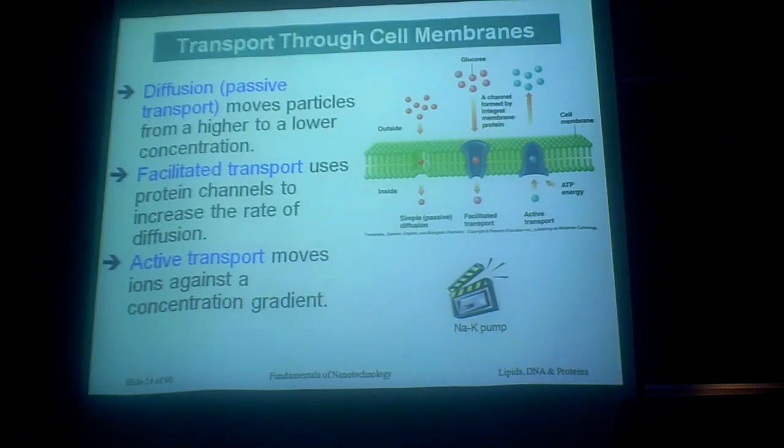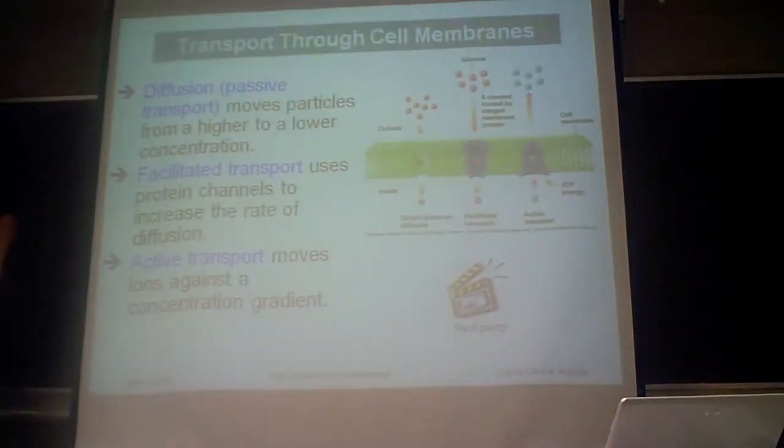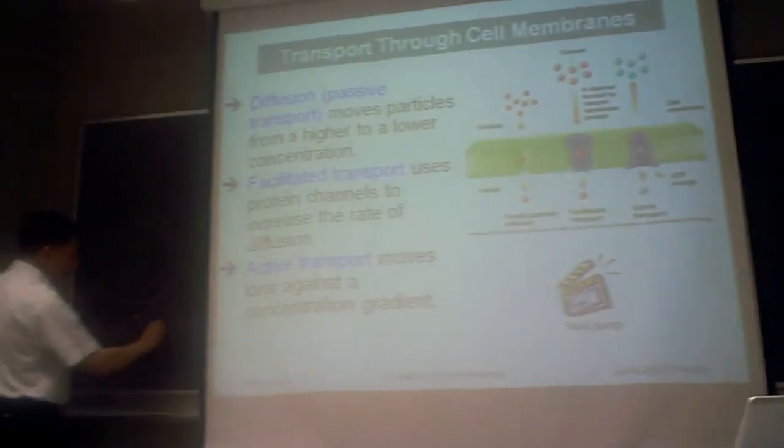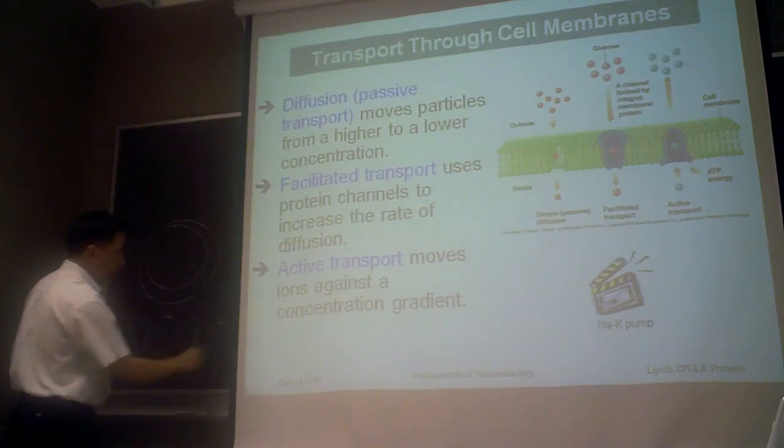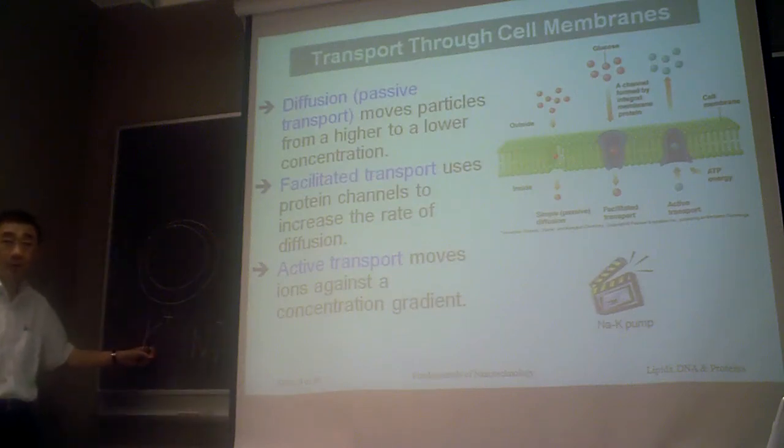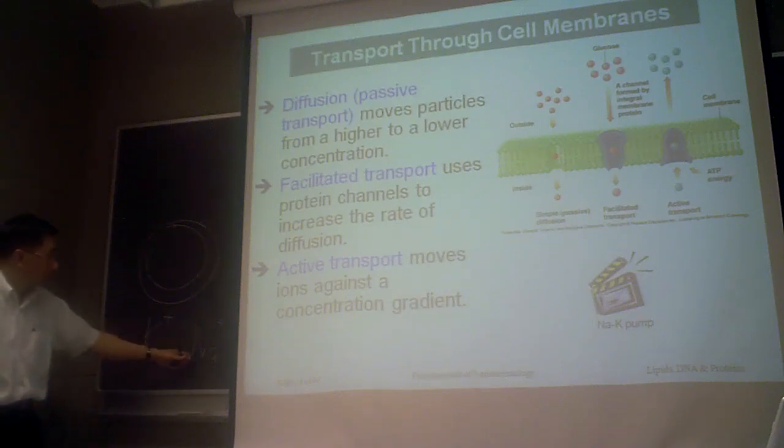Okay, let's say now you have a cell, and you have two ions, sodium and potassium. These are two very important ions. These are two monovalent ions, very important in the physiological cell. My question to you is, which is higher inside the cell?